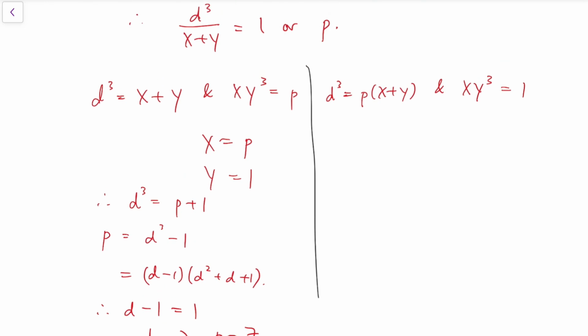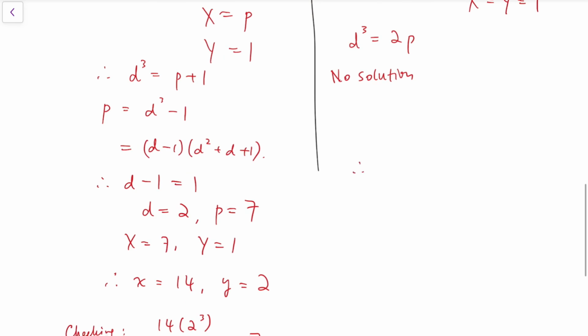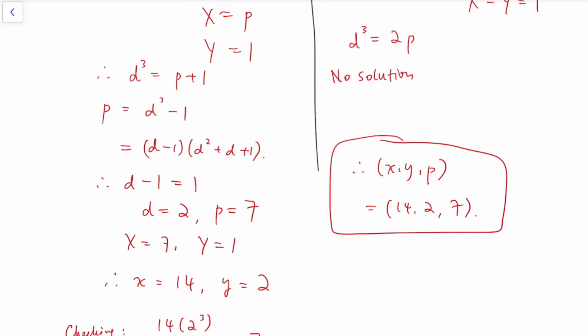Now we can move on to the other case, which is when big X times big Y cubed equals 1. Then obviously those two numbers must be 1. And so therefore d cubed equals 2p. But that's impossible because 2p cannot form a cubic number. So no solution. And we quickly arrive at the only solution, which is x equals 14, y equals 2, and p equals 7. So this is the final answer.